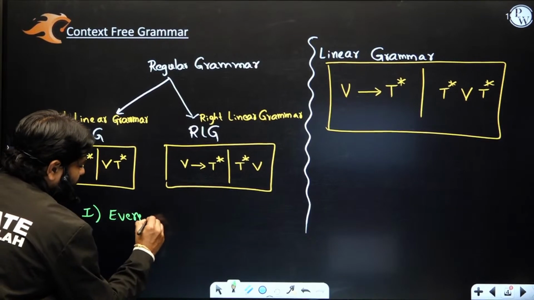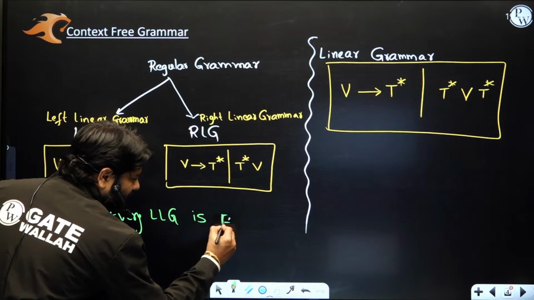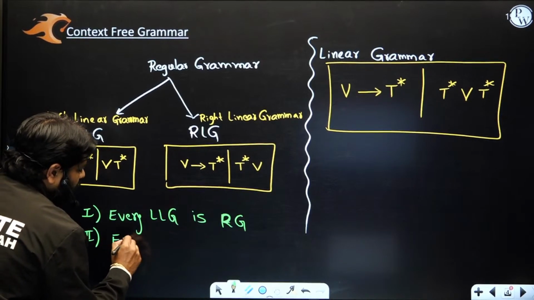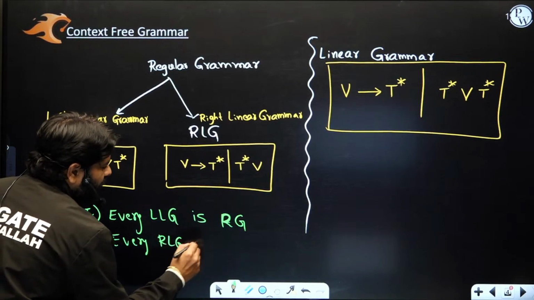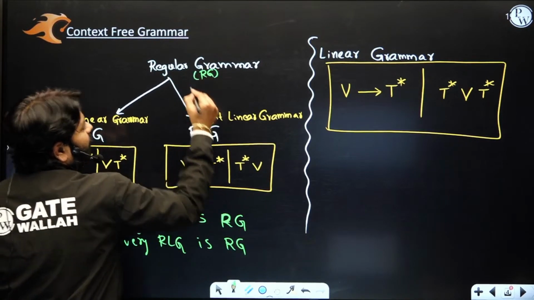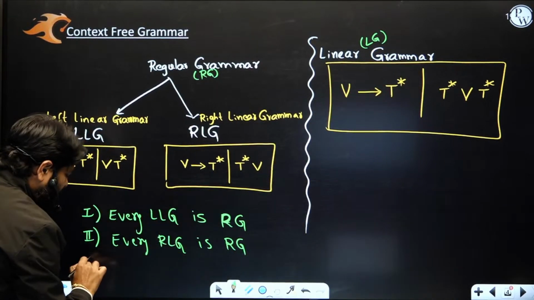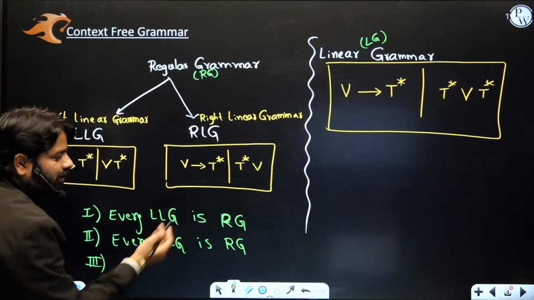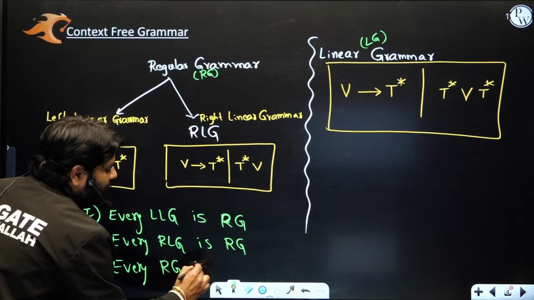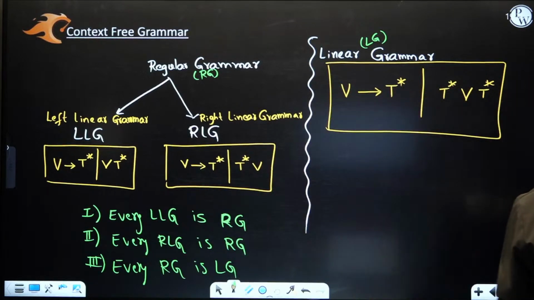every LLG is a linear grammar. In fact, a regular grammar. First, regular grammar, let's say. And every RLG is also a regular grammar. RG means assume it is a regular grammar. Okay, LG means assume that it is a linear grammar. Now, based on this fact, whether it is LLG or RLG, you can call it a regular grammar. So every regular grammar, you can call it a linear grammar. But a linear grammar need not be a regular grammar. So this is a very important point.